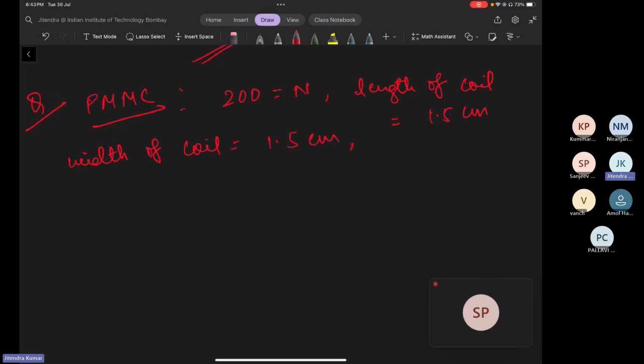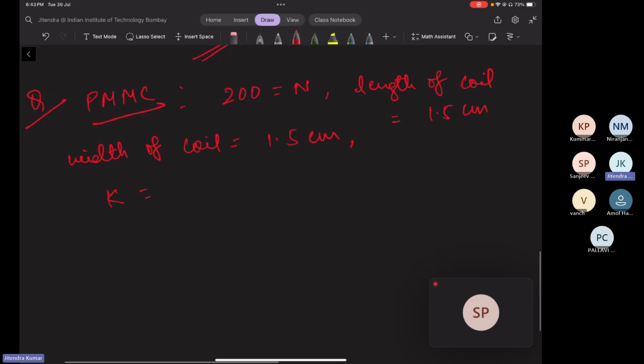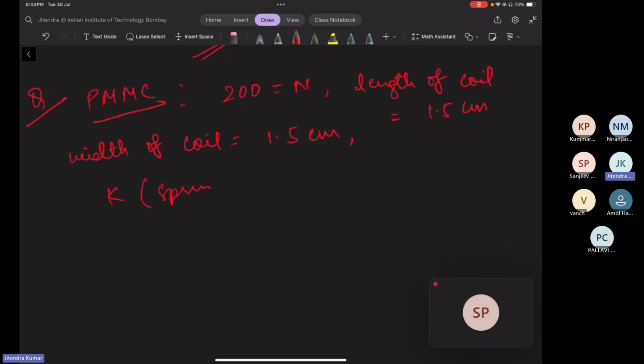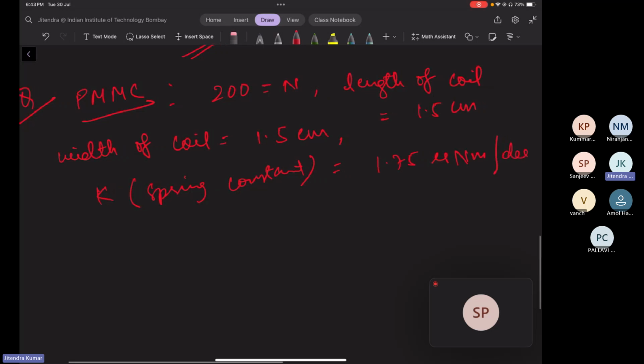And a spring constant is also provided. K is nothing but a spring constant. Let me also write it, otherwise you might confuse it with the galvanometer constant. So the spring constant is 1.75 micronewton meter per degree. Further information is that the resistance of the coil is 100 ohm, and we need to calculate the deflecting torque.